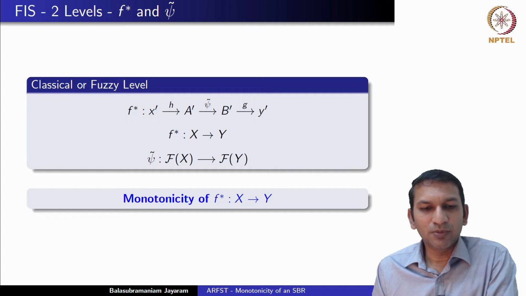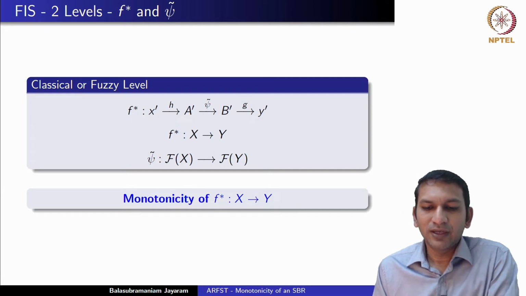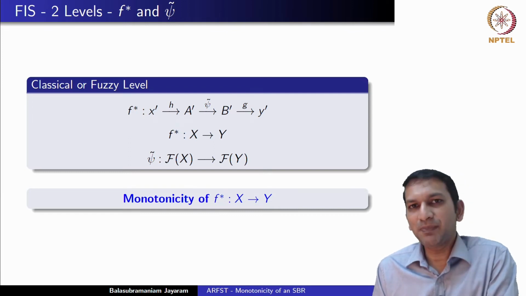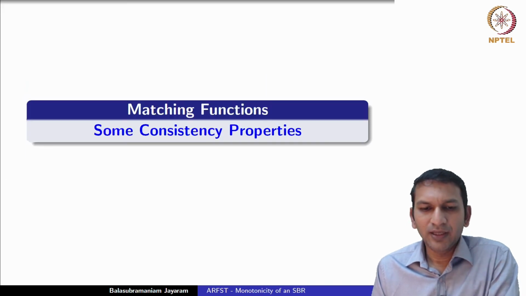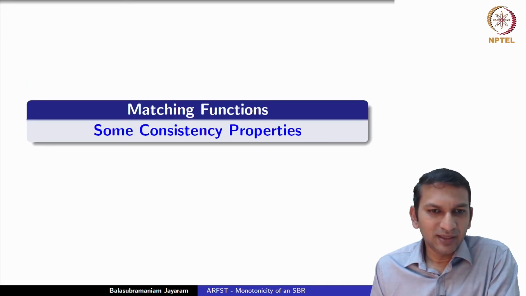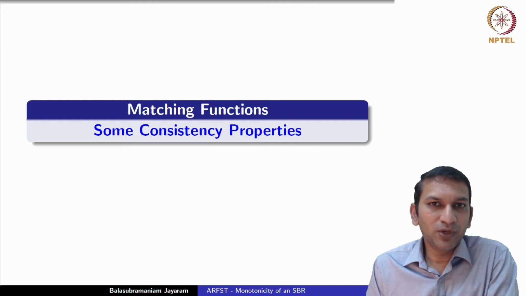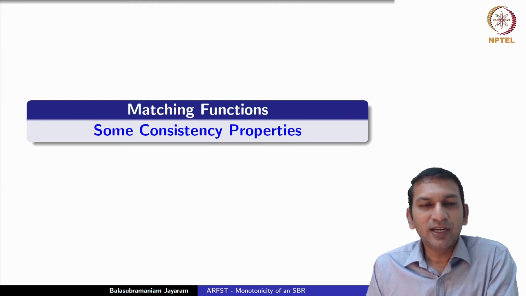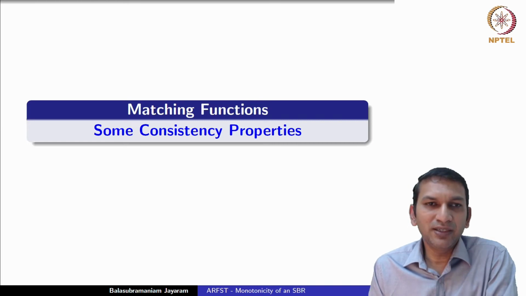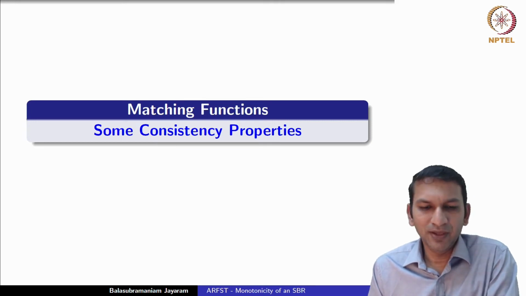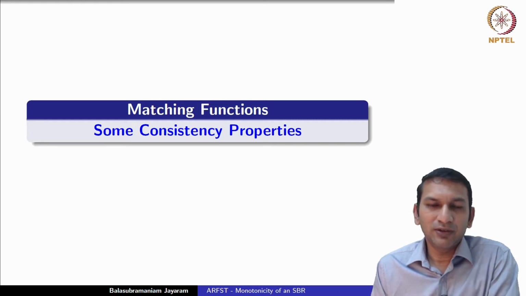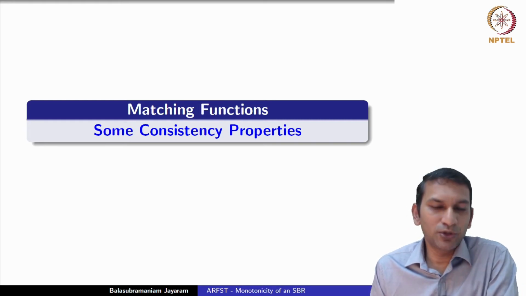Once again, we will discuss monotonicity of SBR inference scheme also only at the level of classical sets. That means looking at f star as a mapping from x to y. Now, we have seen in the case of discussing SBR inference schemes with respect to their interpolativity or continuity or robustness, that it almost always entails that some conditions or restrictions should be put on the matching function. In that context, we have introduced a few consistency properties on matching function M. We will introduce a few more in our quest towards discussing monotonicity of an SBR.